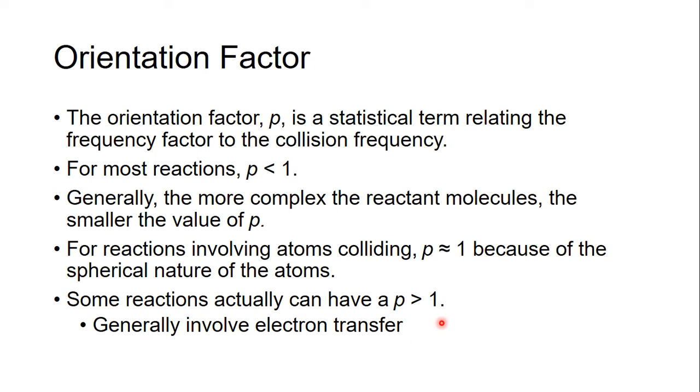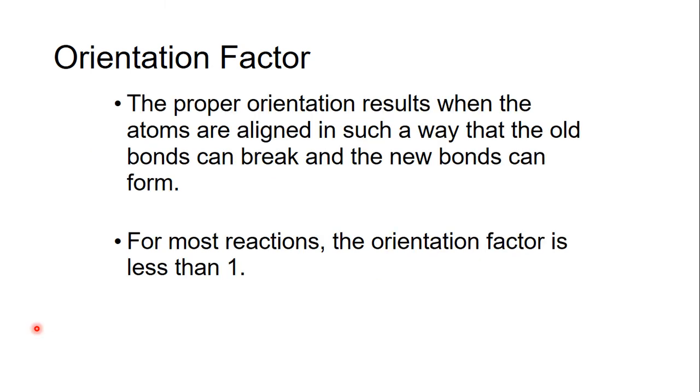That's saying, when we look at this inside of a lab or an experiment, the reaction is happening faster than you would predict, and that's usually for reactions that have to do with electron transfer. And we're not really going to go into that topic, though. So the proper orientation is when they collide in such a way that you get a correct molecule. But like I said, for most reactions, the orientation factor is less than 1.